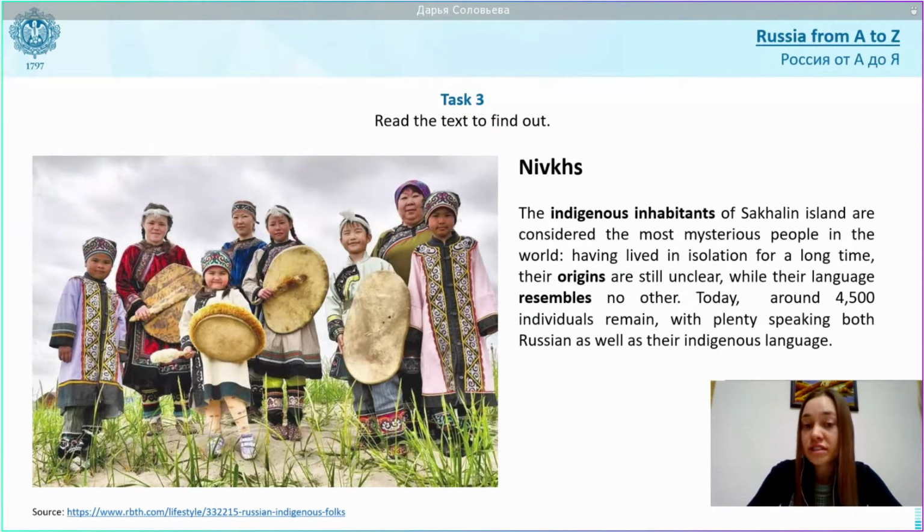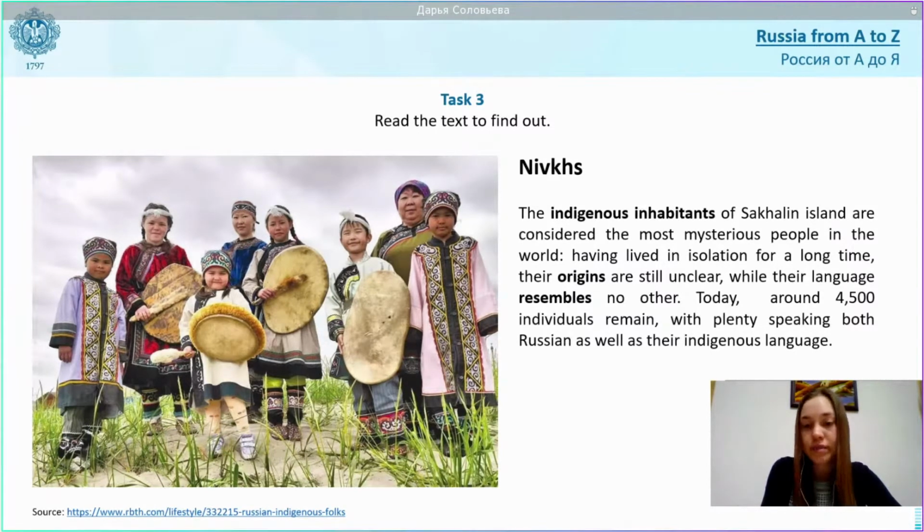Their origins are still unclear. Origin is происхождение. Their origin is still unclear, while their language resembles no other. It's not similar to other languages. It's not like Russian or English or Chinese. It was isolated, and it resembles no other. It has no common features with other languages.